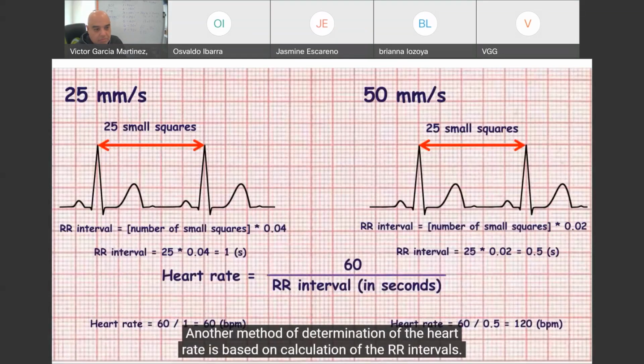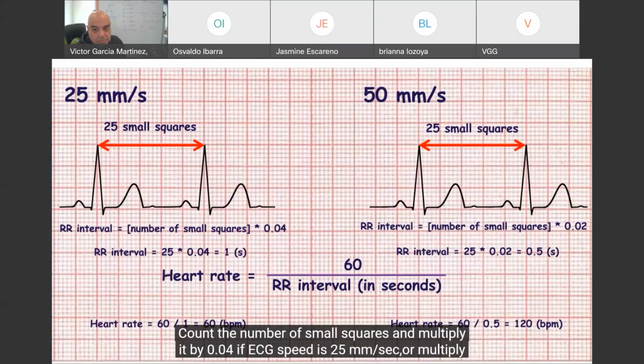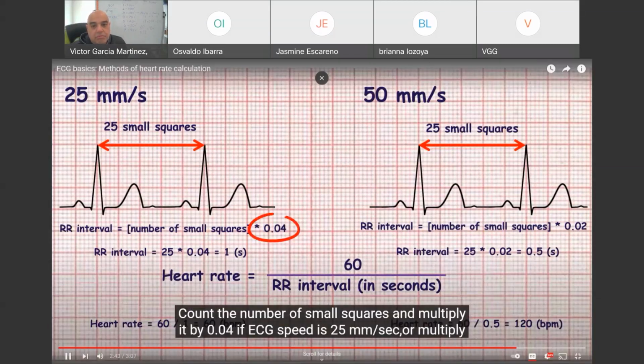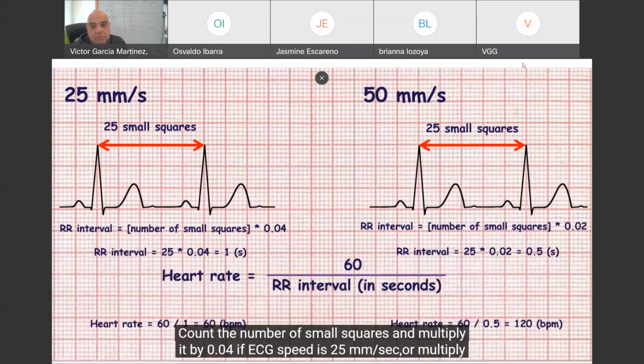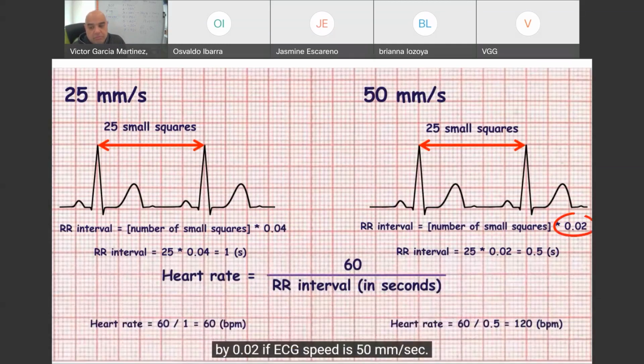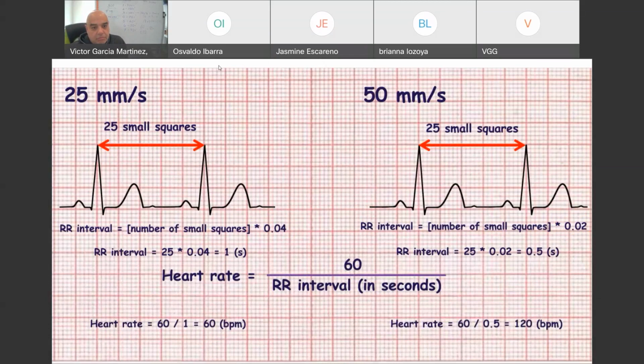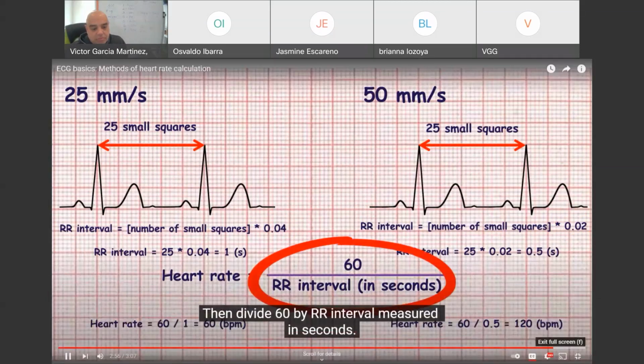Another method of determination of the heart rate is based on the calculation of the RR intervals. At first, you should calculate the RR intervals. Count the number of small squares and multiply it by 0.04 if ECG speed is 25 millimeters per second, or multiply it by 0.02 if ECG speed is 50 millimeters per second. Then, divide 60 by RR interval measured in seconds.